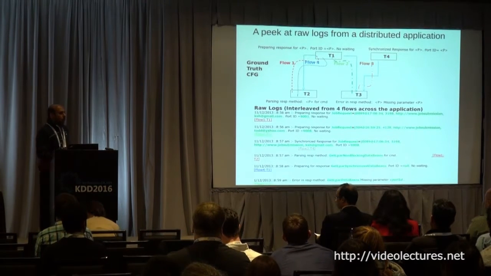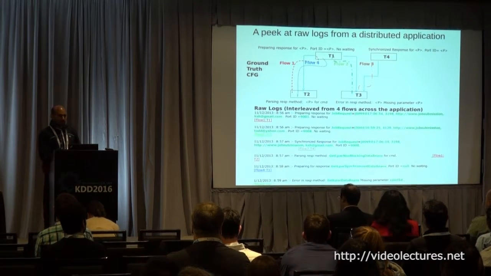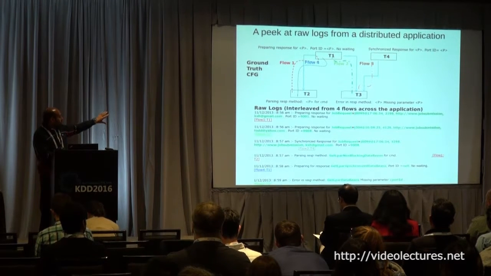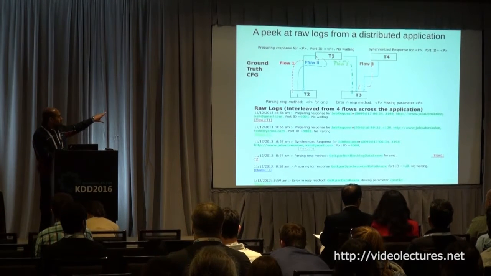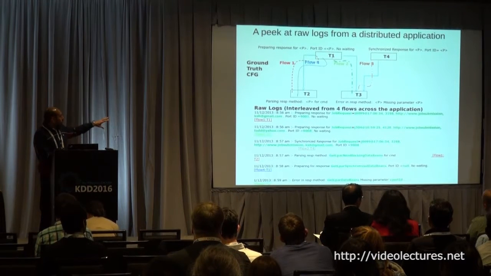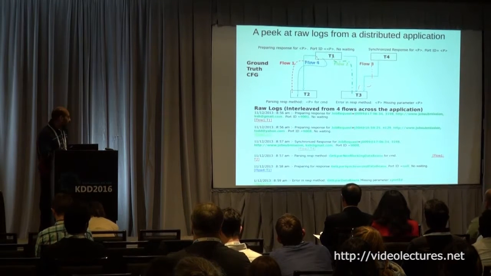So let's take a look at why this problem is challenging and give you a feel of the data set. What I show here on the top is a small snippet of a control flow graph with four print statements, T1 to T4. And what I show is different flows going through that portion of the control flow graph.